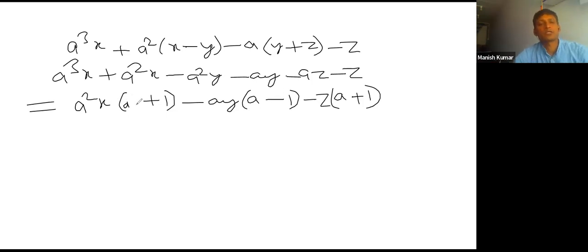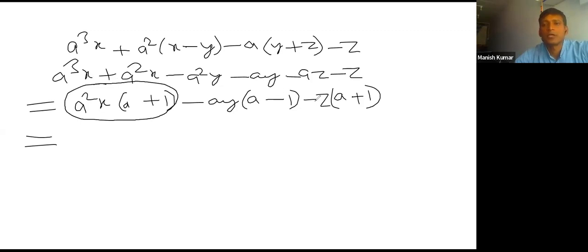Now, if we are writing as A plus 1, then A square X into A is A cube X. And plus 1 means plus A square X. So, A plus 1 is there, isn't it? Now, we can see that A plus 1 is here also. And the same A plus 1 is here also, in this one, isn't it? So, let us take A plus 1 as common. We can do that.